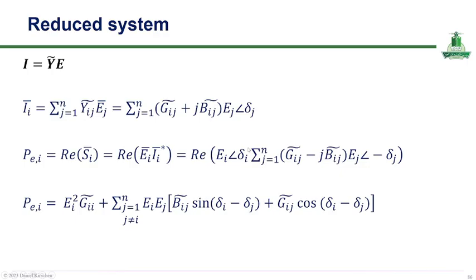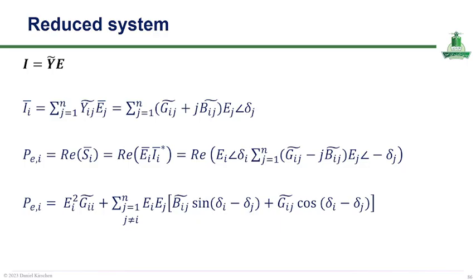Okay, this slide presents the formulation of the reduced power system using the bus admittance matrix. The current injection at each bus is expressed as a function of the reduced admittance matrix and bus voltages, where both conductance and susceptance components are explicitly expressed.